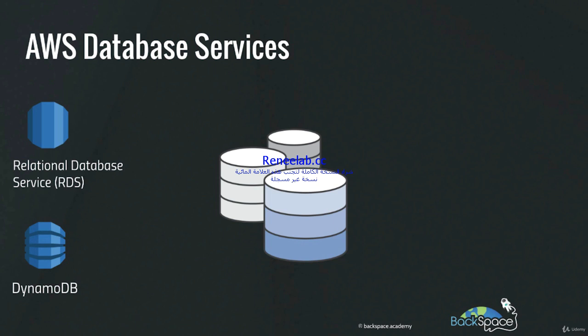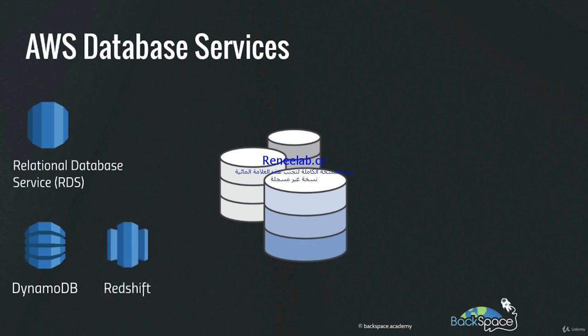Amazon DynamoDB is AWS's NoSQL database as a service. It's a serverless service like Amazon S3, and as such, you don't need to worry about the underlying infrastructure behind it. AWS takes care of everything for you, and it provides high-speed, extremely low-latency performance.